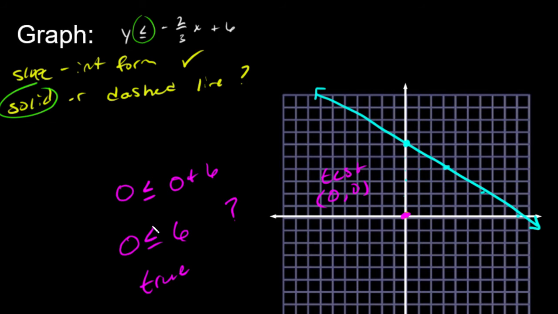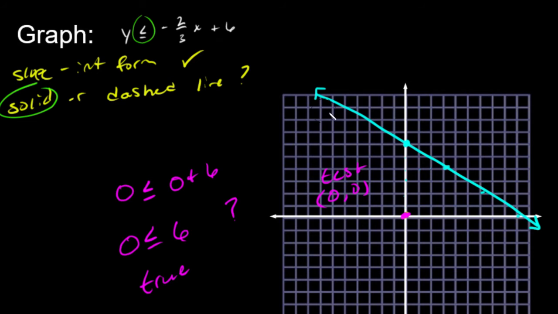Yes, 0 is less than 6, so yes, it's less than or equal to 6. So that means 0 is a solution. And remember, this is like the one point that we're using as an ambassador for all of these other points that are on this side of the line.